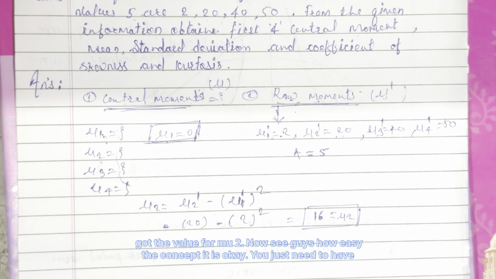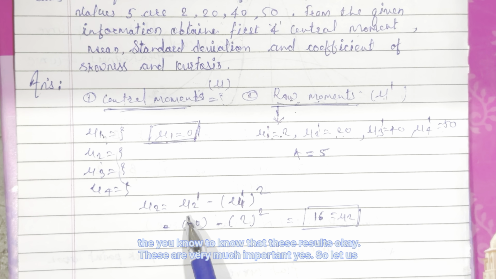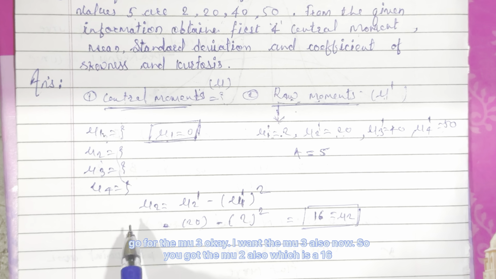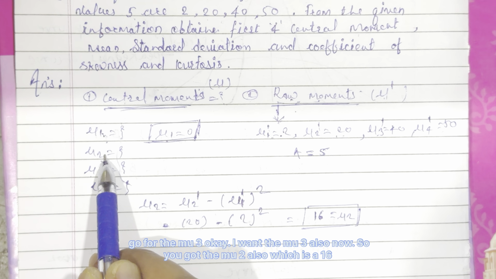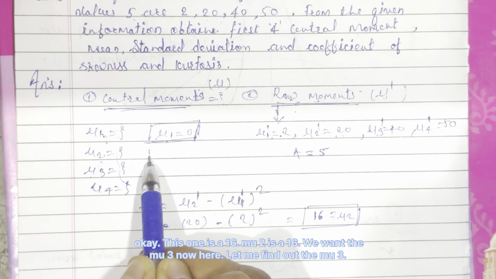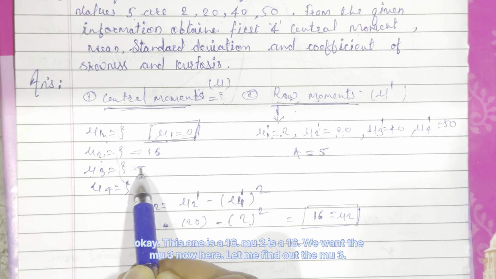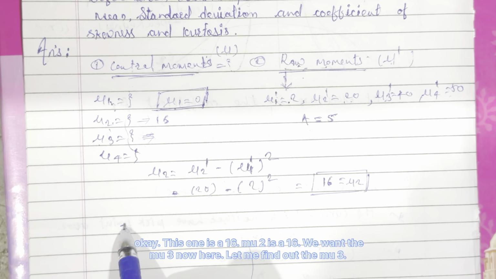Okay, you need to know that these results are very much important. Yes, so let's go for the mu3. I want the mu3 also now. You got the mu2 also, which is 16. We want the mu3 now here. Let me find out the mu3.